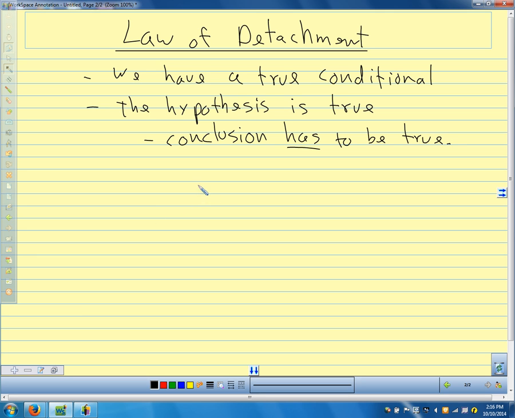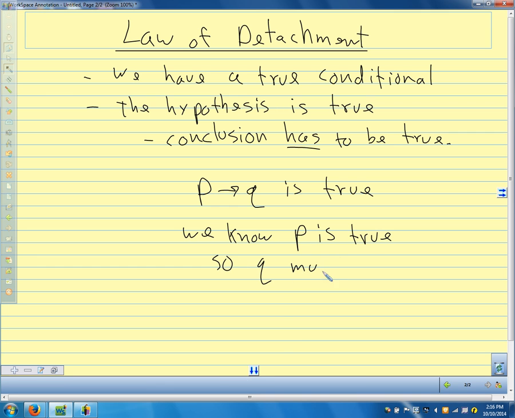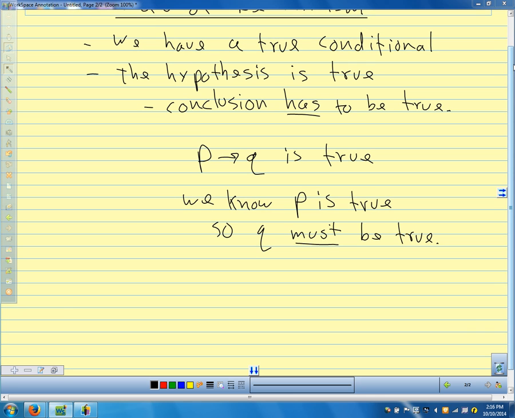And in symbols we would say P implies Q is true. We know P is true. So Q must be true. So that's the law of detachment. Let's look at a couple of examples. Let's start with the one we used in class the other day a lot.